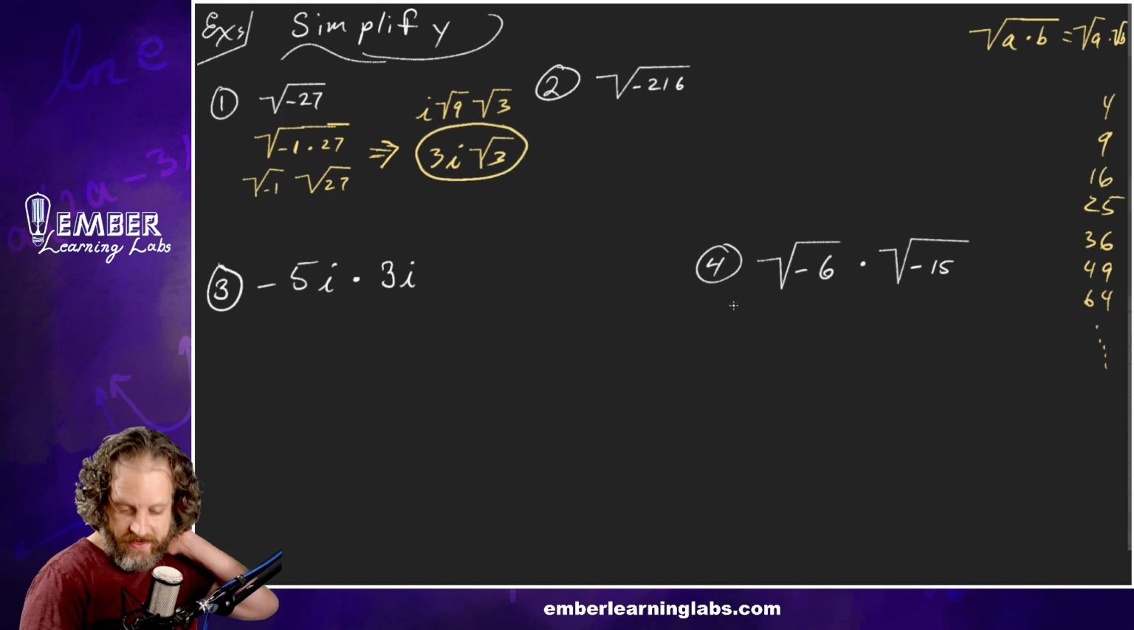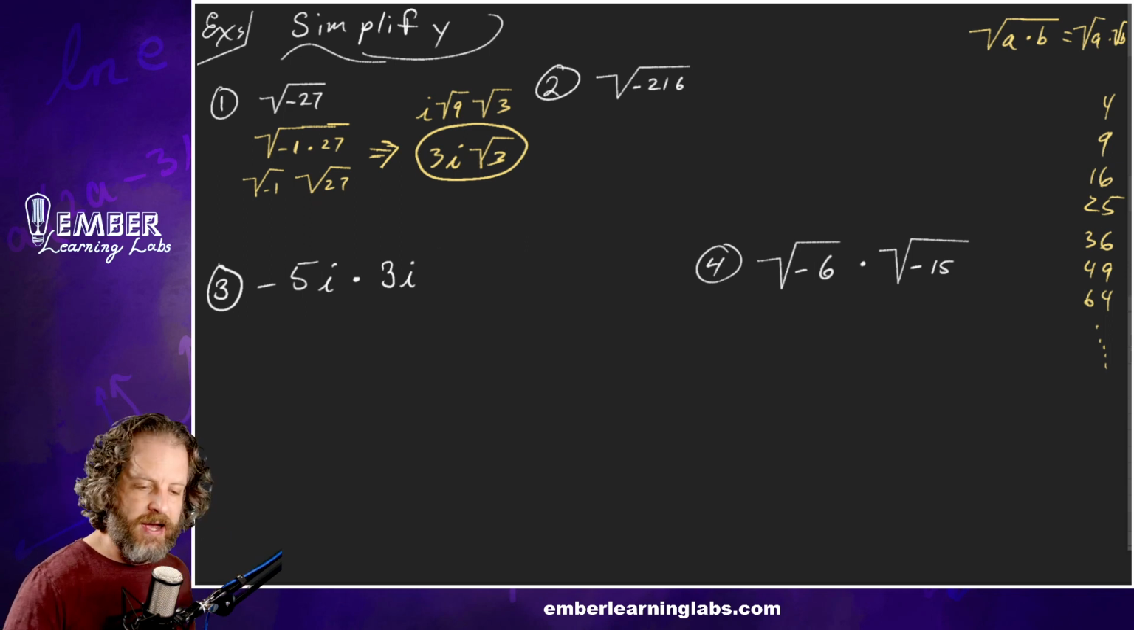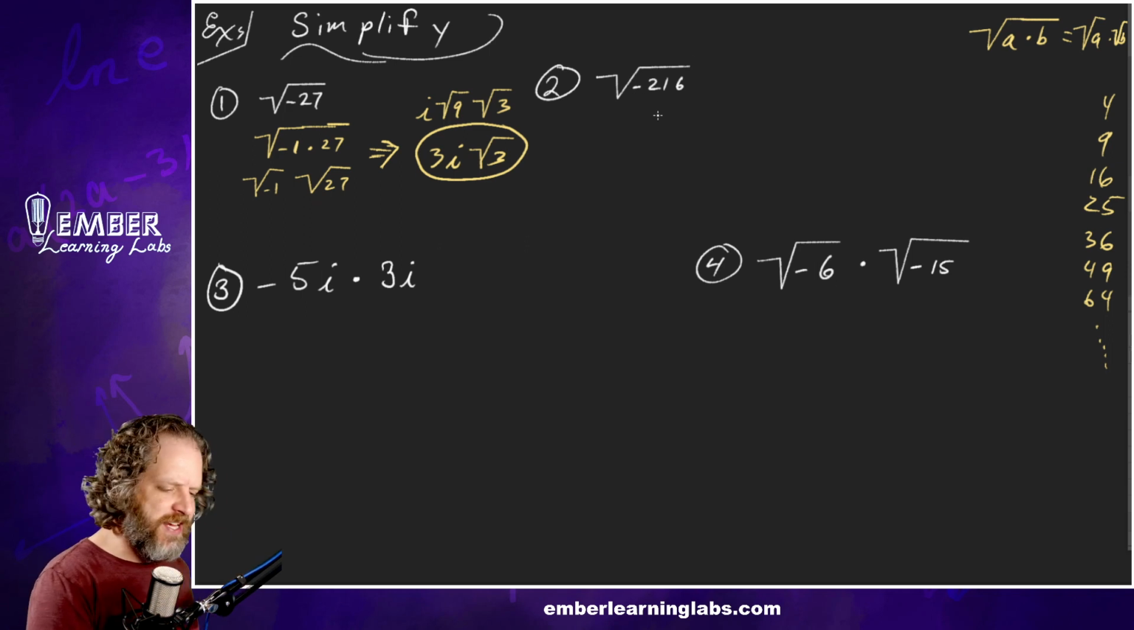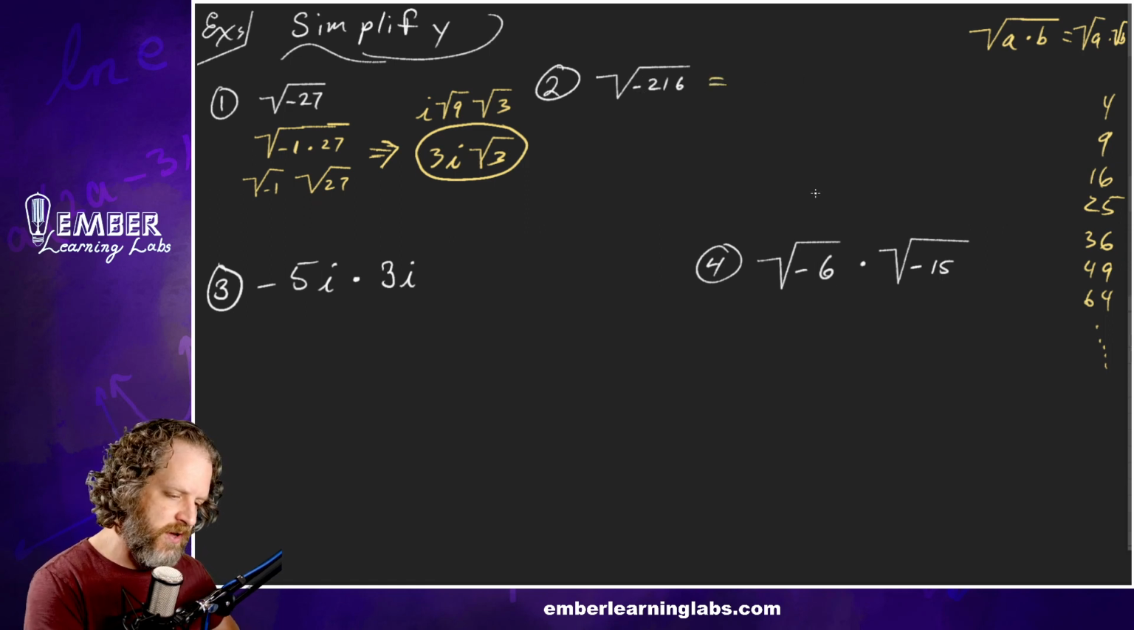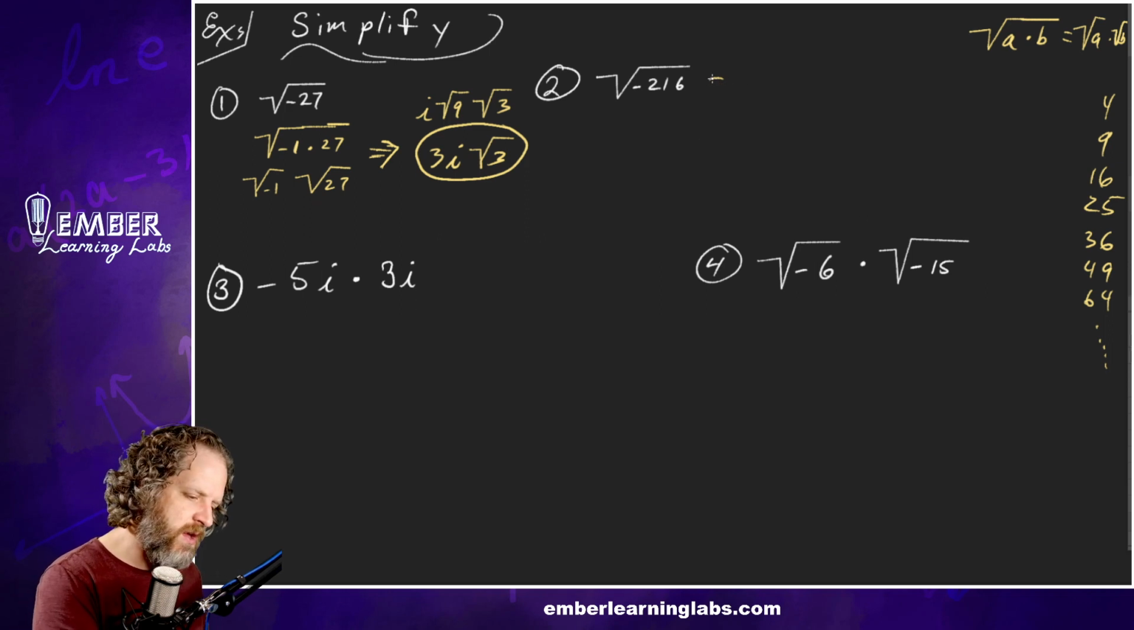So let's take a look at this one. Now, this number, 216, is a bit more scary, right? This negative, we can turn this into, let me change colors, that way it's easier to see what we're doing.